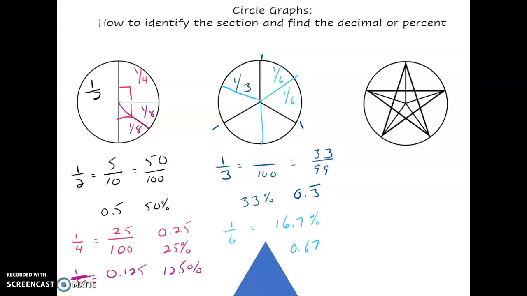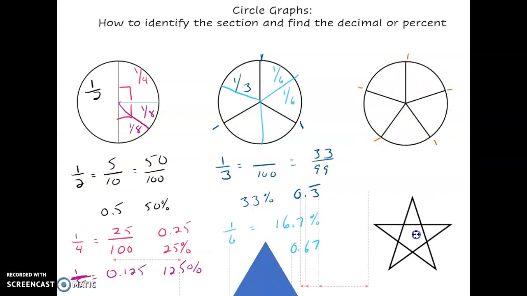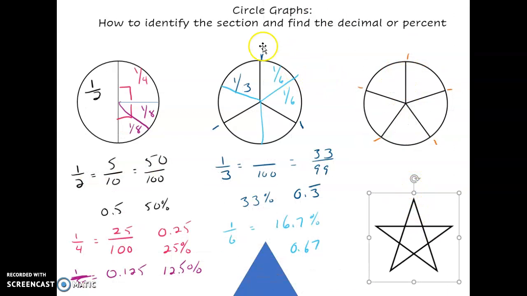This last one, you see the star inside, that's a 5-pointed star. So if we were going to make tick marks on our 5 points, on the 5 corners, if you can envision your star, then you will also be able to envision your fifths. So each one is going to be 1/5, and 1/5, again, you put it over 10, is going to be 2/10, 0.2, and the percent is 20%.